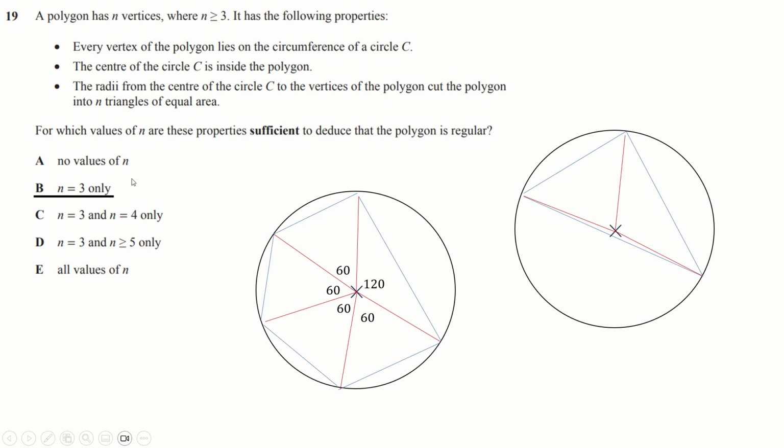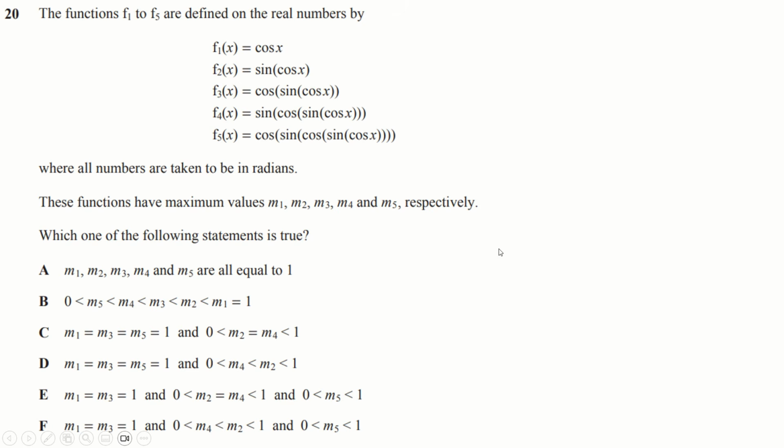So therefore n equals 3 is the only one we can sufficiently say these conditions are sufficient for. All the others we can do the trick for and break the rule. Question 20 then. So m1, m2, m3, m5 are the maximum values of each of these functions.